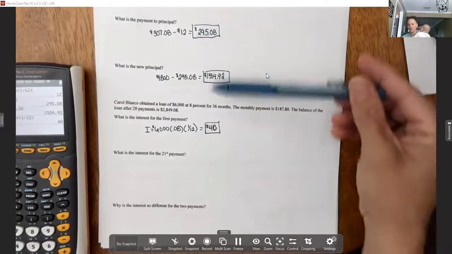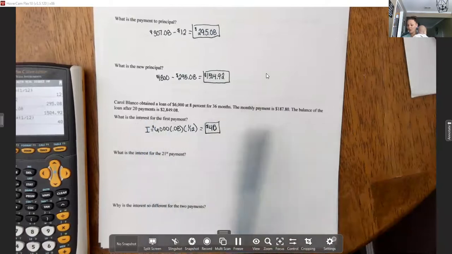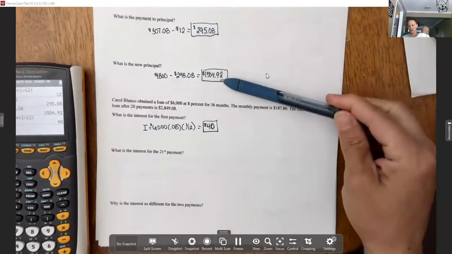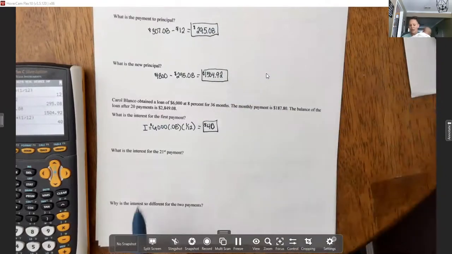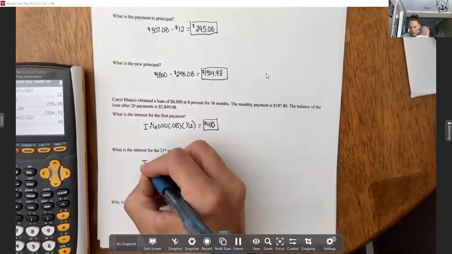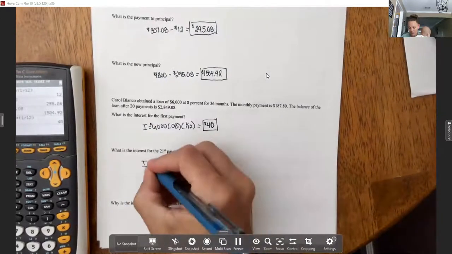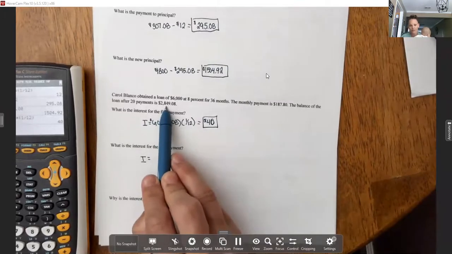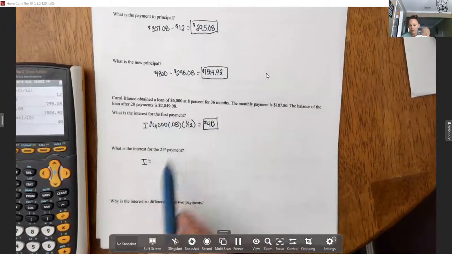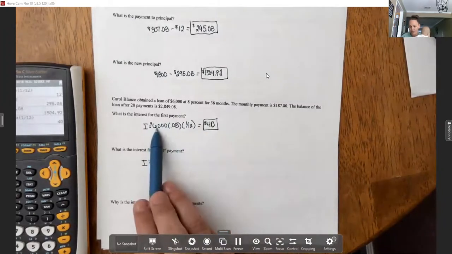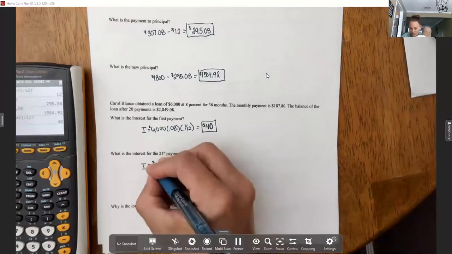And we're not asked to do the rest of this. It says after 20 payments, this is the new principal. So they go through and they do this process over and over again. So if we want to calculate interest for the 21st payment, we take the principal, how much is still owed? Well, this is the principal that we still owe because that's how much after 20 payments, and we're talking about payment 21. So it's the same equation here, except our principal is now different. We owe less on the loan.